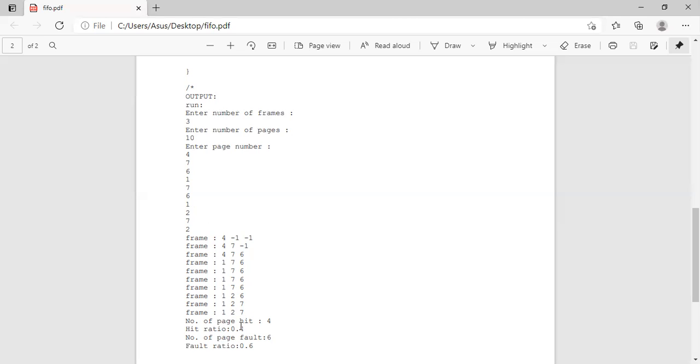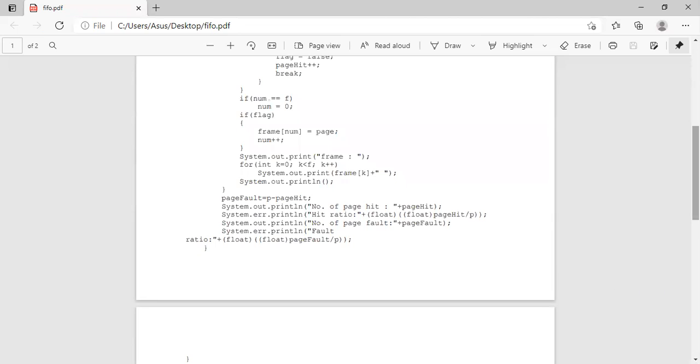So in this way, this is a page hit and this is a page fault. Page fault means how many times we got the same page into that frame. So 6 times we got that. And page hit means how many times we have inserted a new page. And page fault is nothing but how many times we got the same page. So in this way, by using first in first out manner, we insert the pages into the frames. Let's see how this code works.